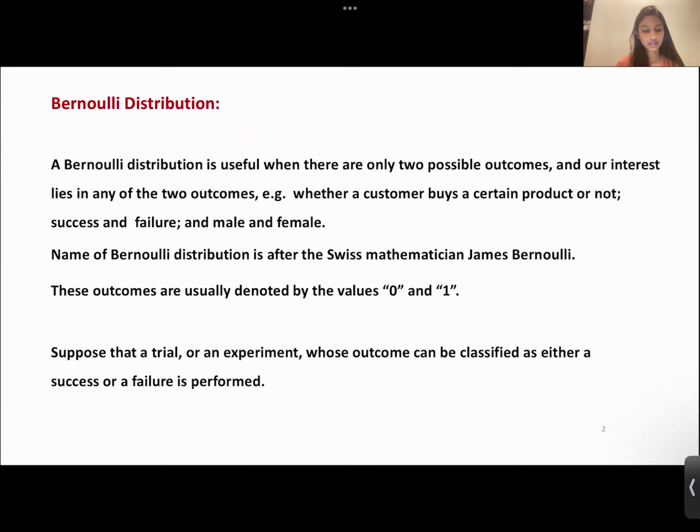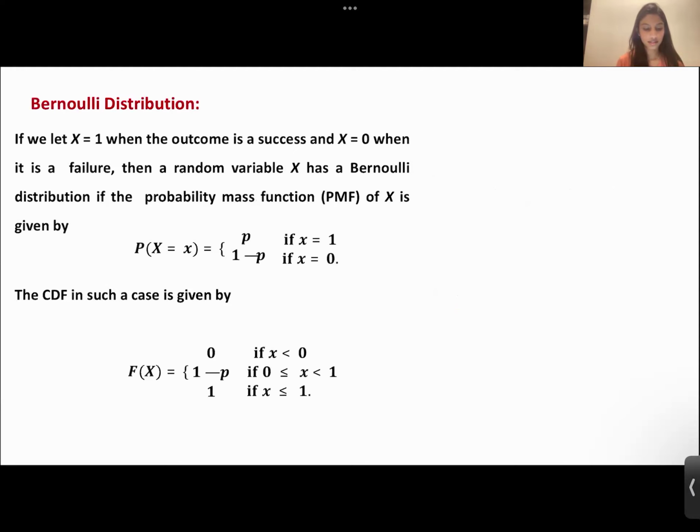So the first one is a Bernoulli trial. A Bernoulli trial or distribution is useful when there are only 2 possible outcomes, like a success or a failure, yes or no, like a male or a female, where there could be just 2 possible outcomes. Our interest lies in only one of these outcomes, and these outcomes are usually denoted by the values 0 and 1. Suppose you classify this as a success or a failure. So this is what you call a Bernoulli distribution.